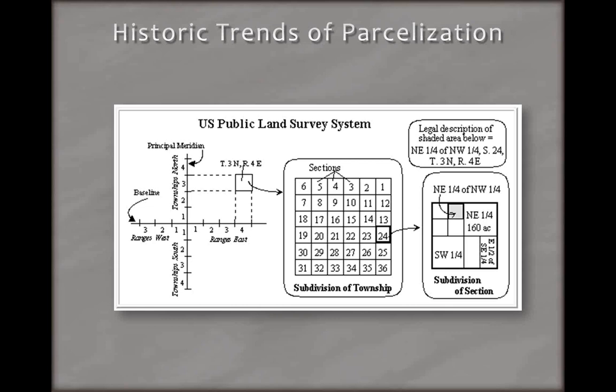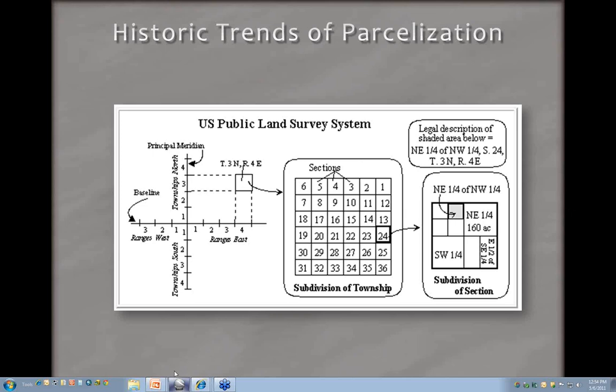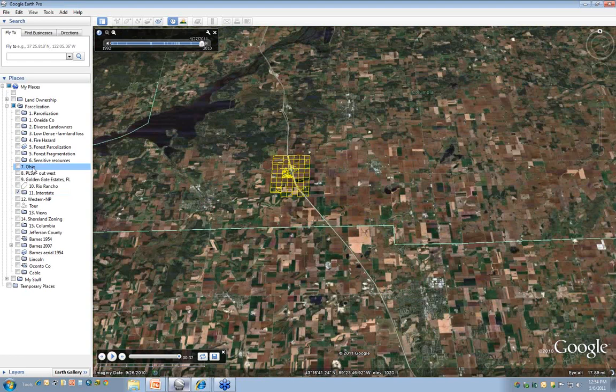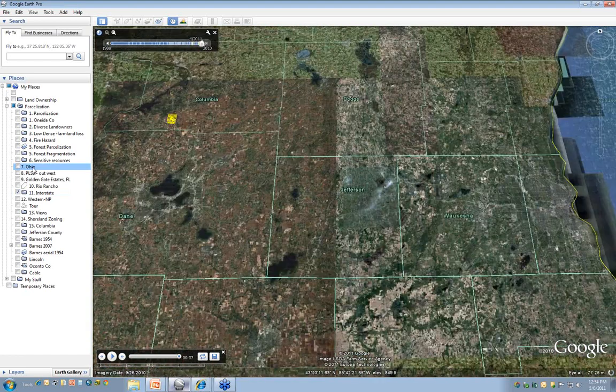But the PLSS has also played a formative role in land ownership patterns, given that the spatial layout of it is very square and allowed folks to sort of live in low density fashion. And I want to show you an example of, or a couple examples of, the PLSS system. One is going to be in Ohio, and I'll show you the landscape pattern of that.